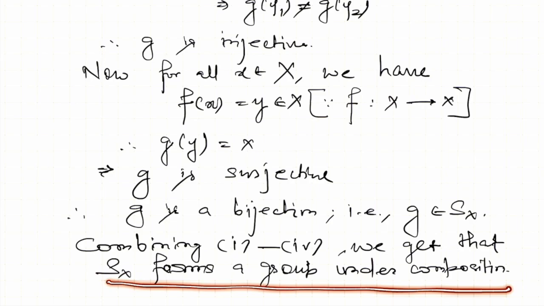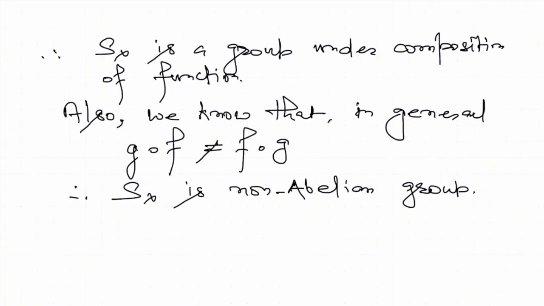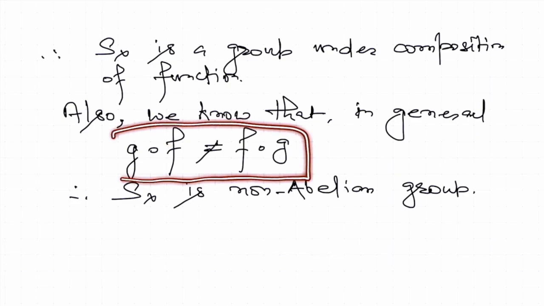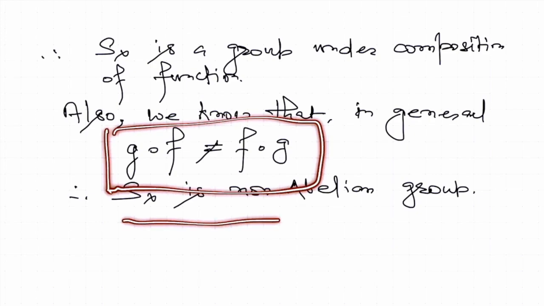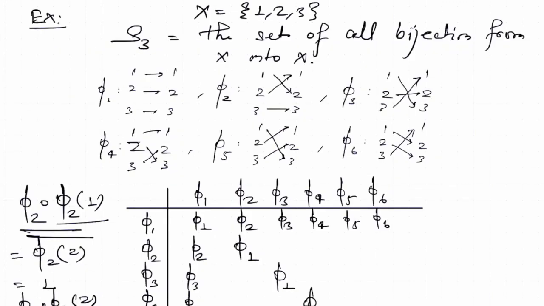And from all these four properties, as we have shown earlier, we can say that Sx forms a group under composition. Another very important property about this group is that this group is non-abelian. Actually we know that composition of functions is not commutative. You can take a simple example to prove this, or later we will see some examples of bijections that are not commutative. So Sx is a non-abelian group.